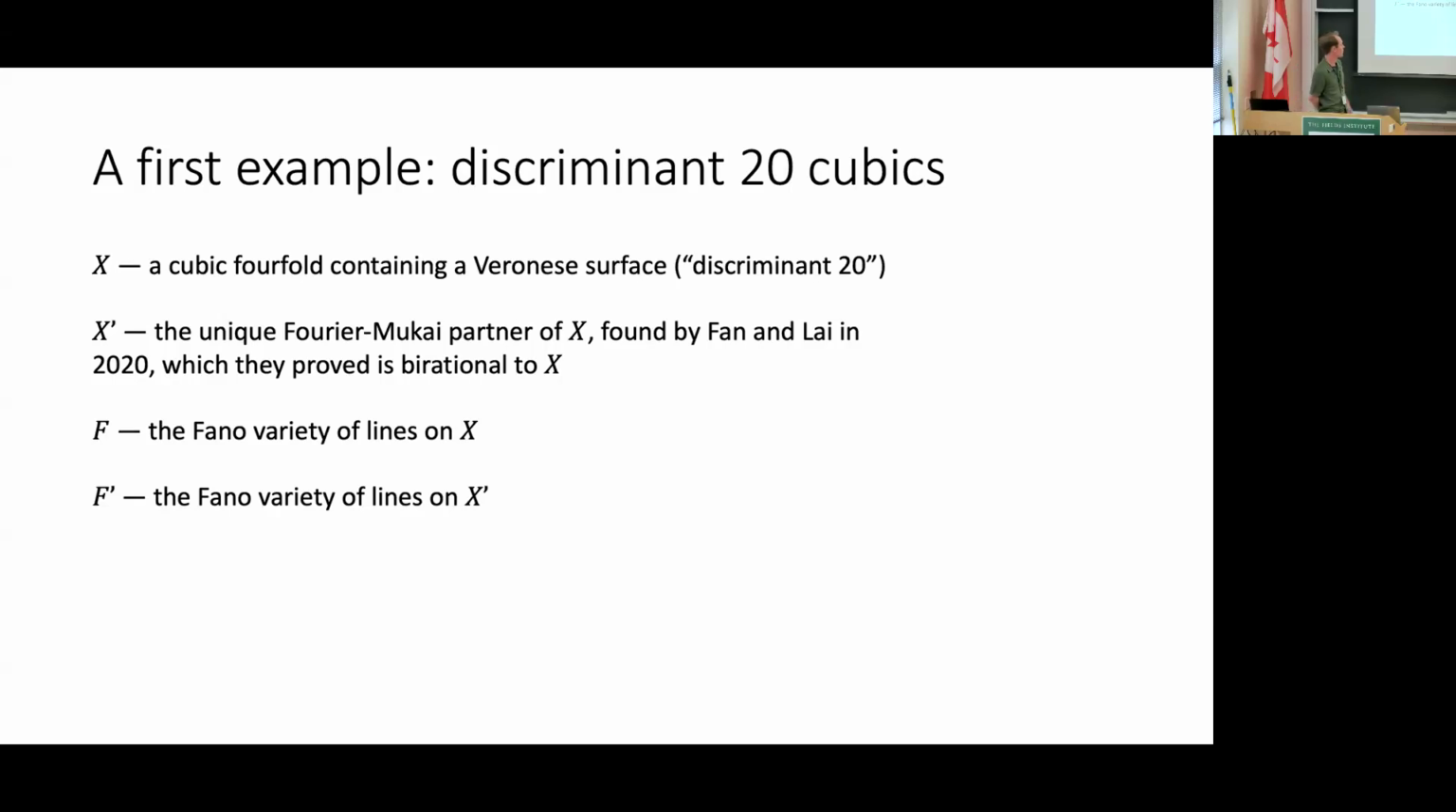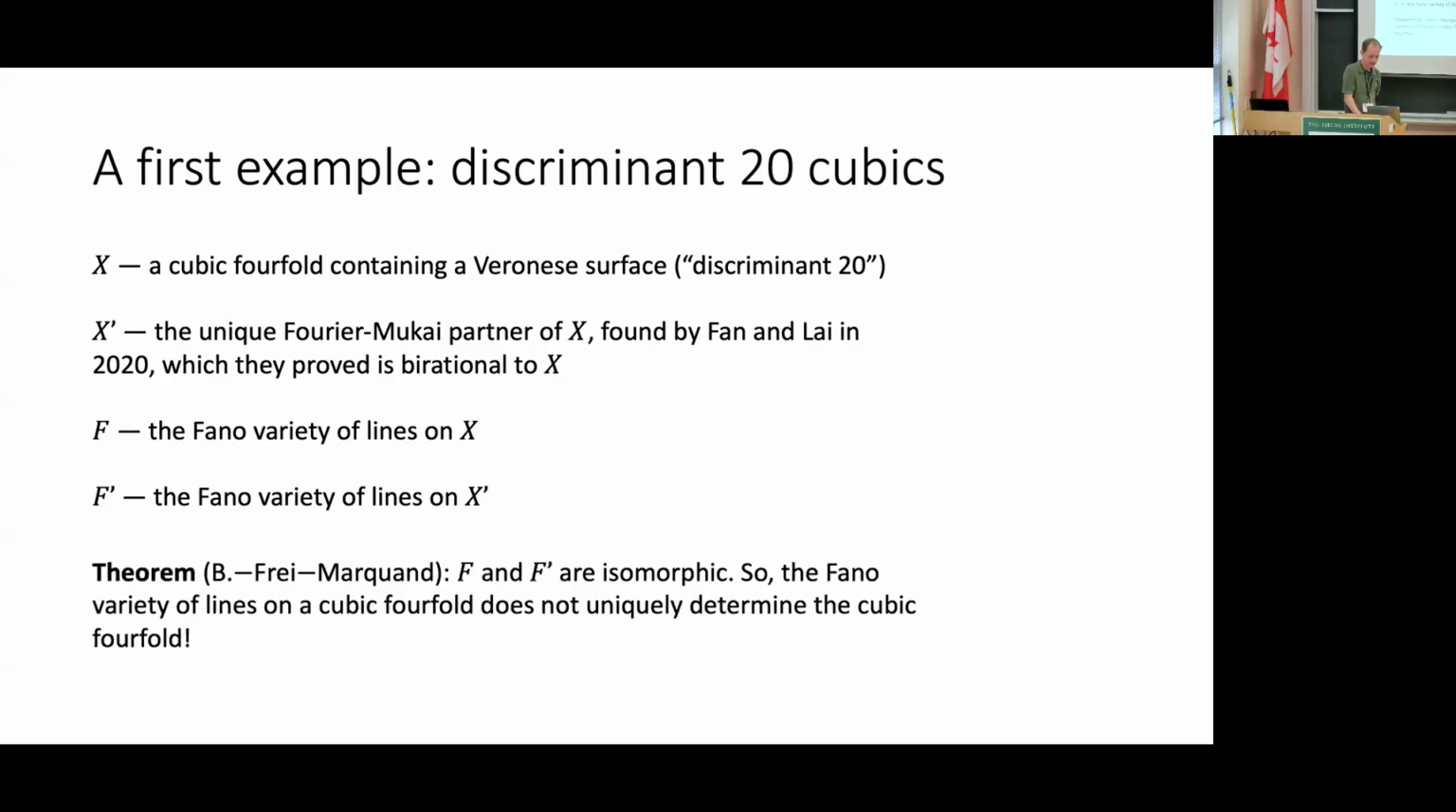And so I'm going to let F be the Fano variety of lines on X, and then F prime be the Fano variety of lines on its Fourier-Mukai partner, described by Fan and Lai. And then with Sarah Fry and Lisa Marquand, we proved that F and F prime are isomorphic. So this gives a negative answer. No, the Fano variety of lines does not determine the cubic fourfold in general.